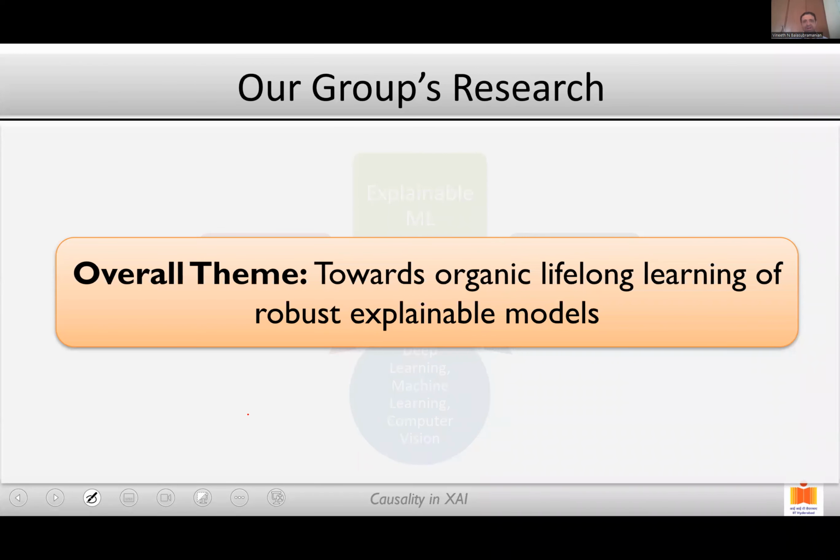Our overall theme in terms of our research is to work on deep learning, machine learning, and computer vision. And we broadly work on performing organic lifelong learning of robust explainable models. Rather than treat machine learning or AI as a black box, single-box approach where you have some past data, you just learn from it, deploy it and forget about it, which is perhaps the older way of doing things: How do you adapt to newer data coming in? How do you adapt when a data distribution changes over time? How do you ensure you can explain these models? All of this is something that we try to do in our group here at IIT Hyderabad.